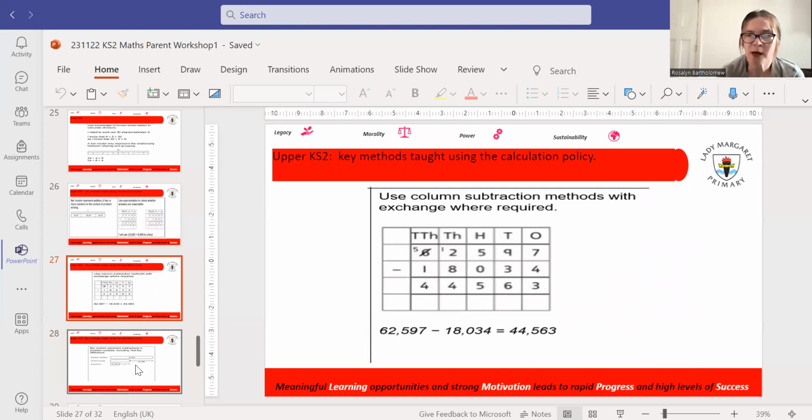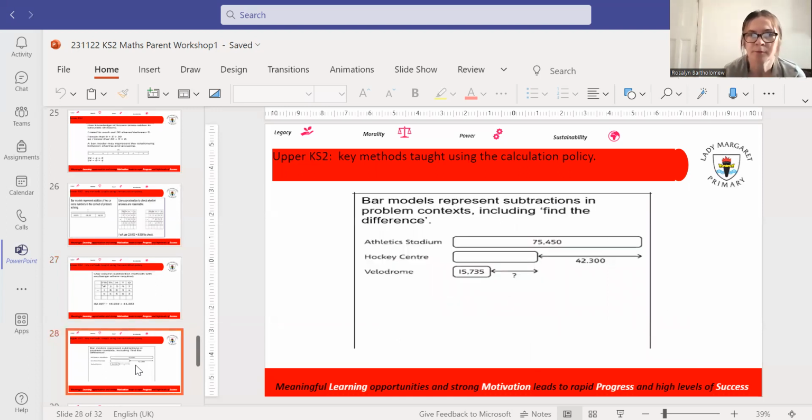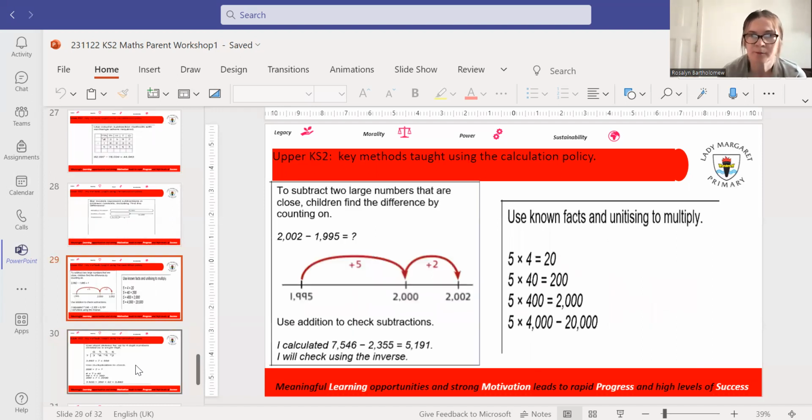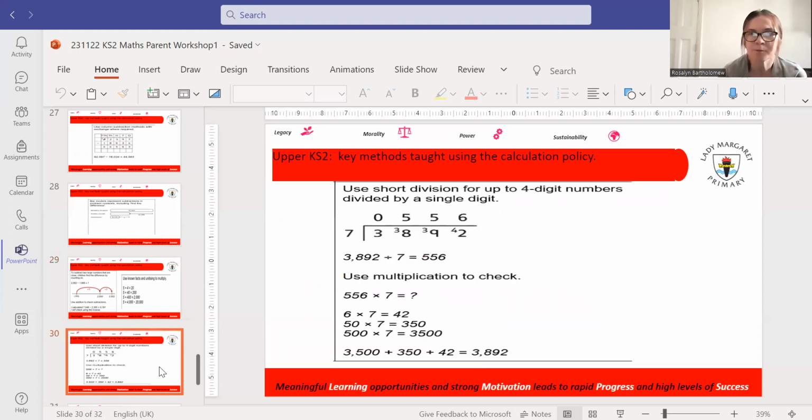We also use our column subtraction methods with exchange when required. And again, we're using our bar models, particularly in problem solving, because that's a really, really good visual way for the children to see what is required. If we're subtracting two large numbers that are close together, children can find the difference by counting on. And then they also need to be able to use known facts and unitizing to multiply. So if we know what 5 times 4 is, we can work out what 5 times 40 or 400 or 4,000 is. So again, that's another way of the children understanding their calculation skills.